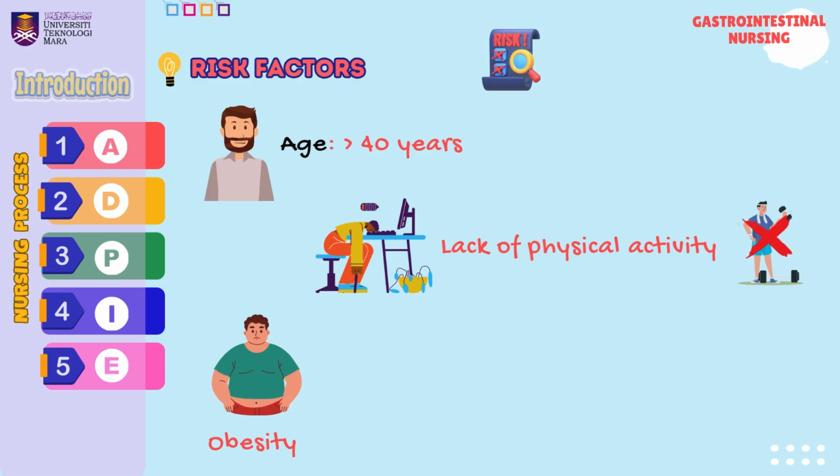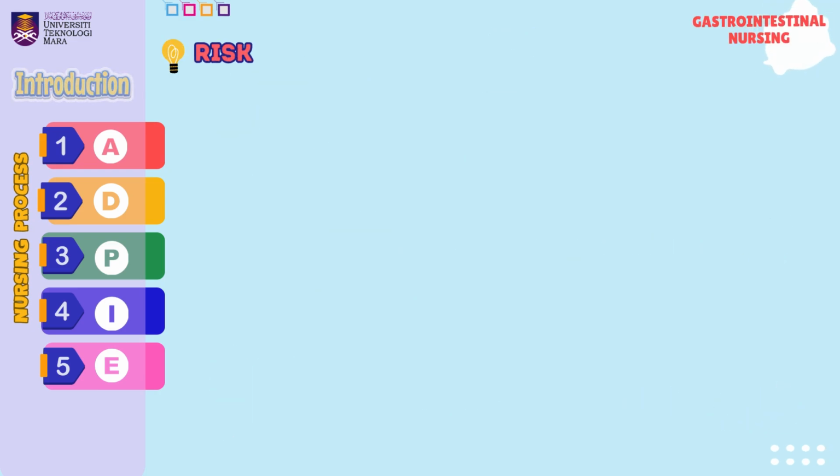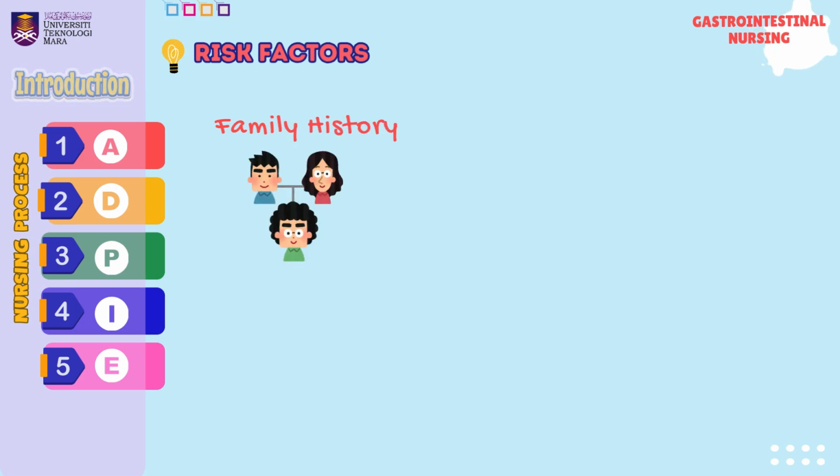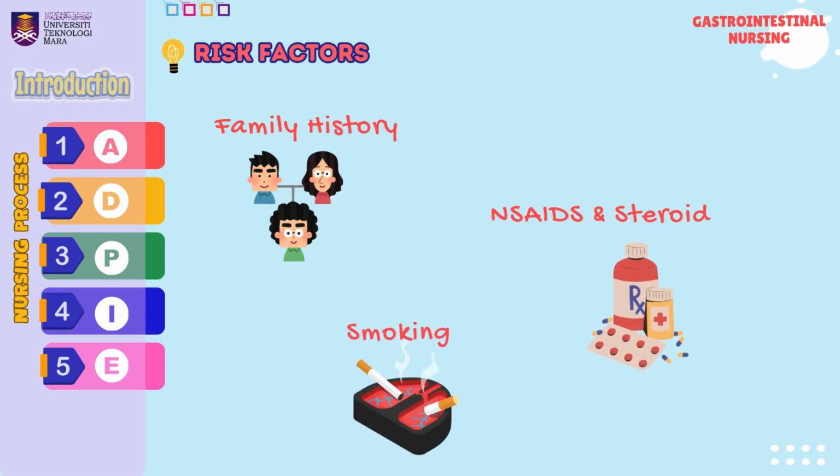One of the most well-known causes is a low-fiber diet. Without enough fiber, stools become harder to pass, leading to straining and increased pressure in the colon. Having a family history of diverticular disease may also raise your risk, suggesting a possible genetic component. The long-term use of NSAIDs like ibuprofen, or steroids, can irritate or weaken the bowel wall, increasing susceptibility. Lastly, smoking has been linked to an increased risk of diverticulitis and complications due to its effects on blood flow and inflammation. Together, these factors highlight the importance of diet, lifestyle, and medical history in understanding and preventing diverticular disease.